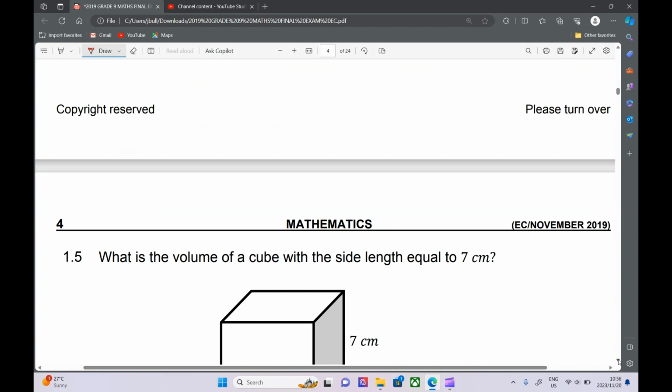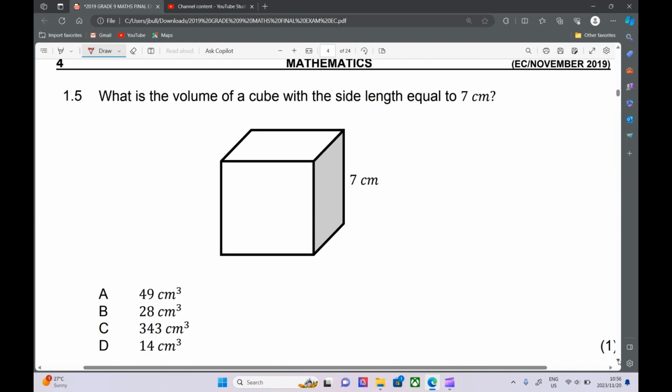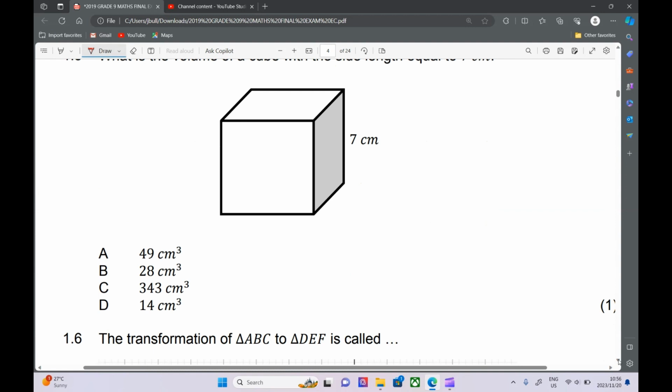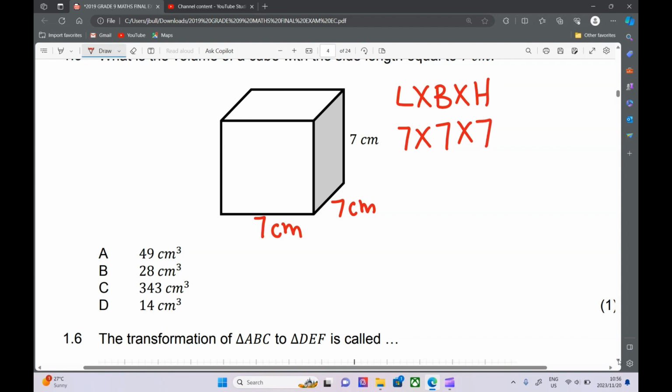Okay, question 1.5. What is the volume of a cube? Okay, so the volume of a cube is always just length times base, or length times width times height. So length times breadth times height. On a cube, every single side is 7. Okay, so that's what they're testing, to make sure you know that. And so if we do this one, the length is 7, the breadth is 7, and the height is 7. So we're just going to go 7 times 7 times 7. We're going to get 343. And because it's volume, it's a 3D shape, so we get centimeters cubed.